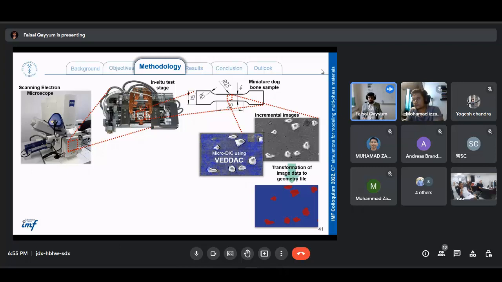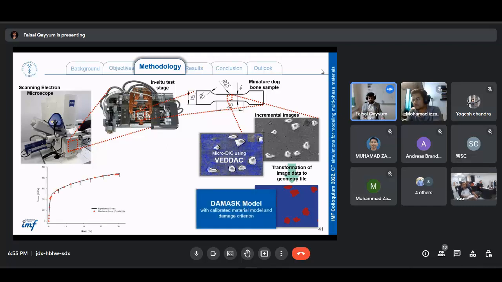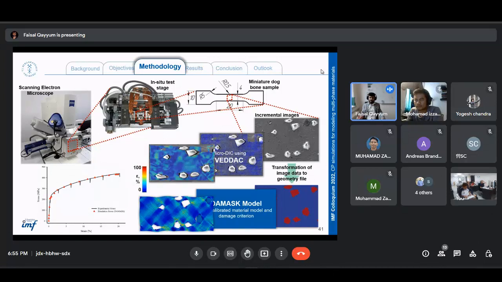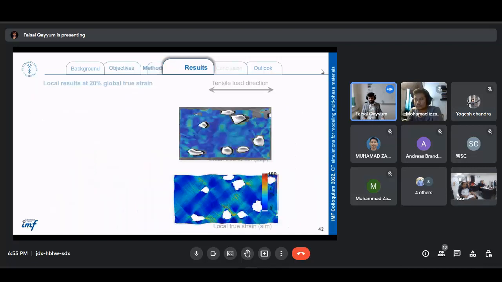And also, we transformed this image to a geometry file for DAMASK. In this case, we have a matrix and particles, and we run the DAMASK model with calibrated material parameters, which we have talked about, and we see that the experimental and simulation observations match quite well. We can also compare the local results here.